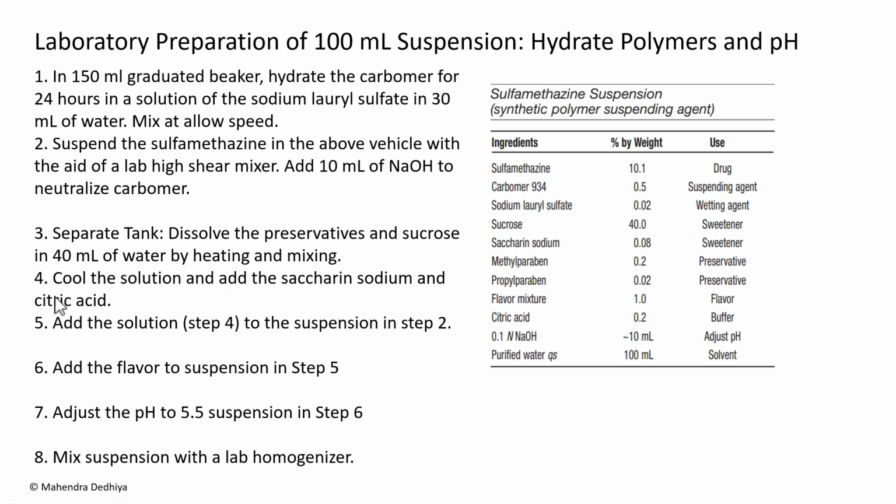In this case, the vehicle phase is added to the drug phase. This is due to the small volumes and the viscosity of carbomer. By adding water into the carbomer phase, carbomer viscosity will be reduced. Flavors are added, pH is adjusted to 5.5, and then finally the suspension is mixed with a lab homogenizer or intense mixing.